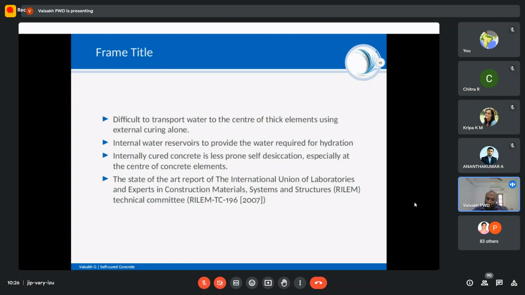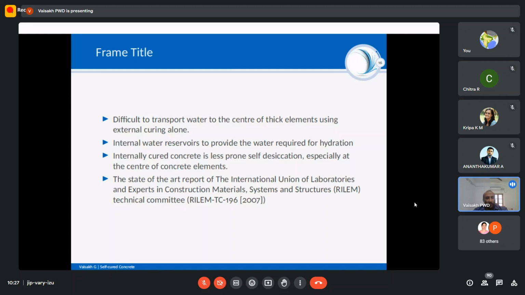Again, whatever method of curing we are using, it is very difficult, as I have mentioned earlier, if the water is lost from the internal body of the concrete, to transport water back to the center of thick elements. Even if you are going for immersion curing, it is very difficult, because the concrete has low permeability, the cracks and pores are very small, and the capillarity will not allow you to transport the water back into the center of the concrete.